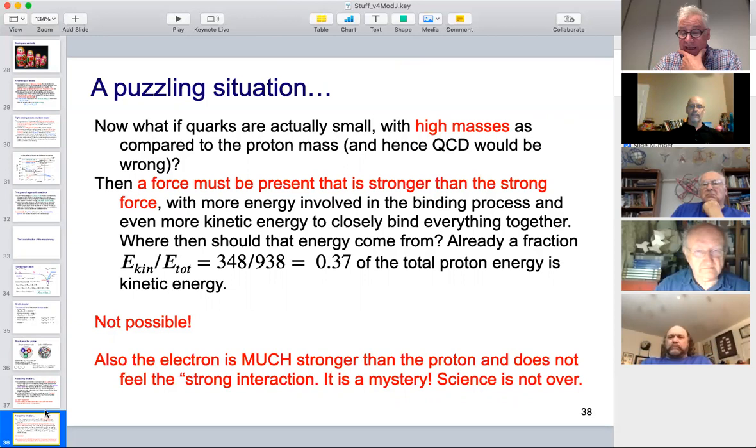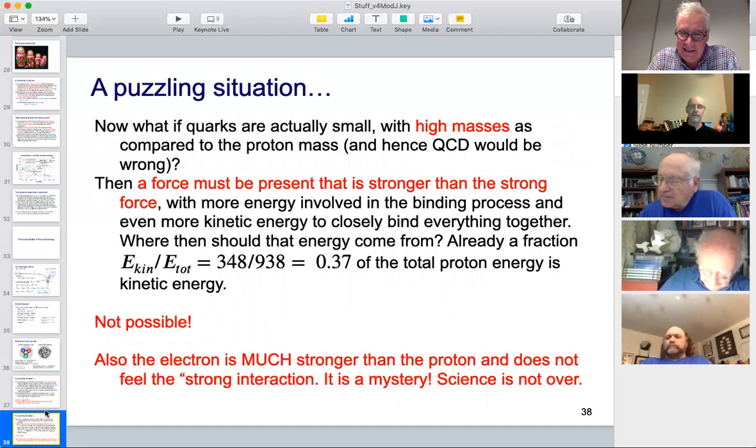That's also not possible. And also, as I said before, the electron is much stronger than the proton and doesn't even feel the strong interaction. So what's holding it together? It's a mystery. Now what this means is that science isn't over yet. We've got some work to do. So that's good news, because it's fun.